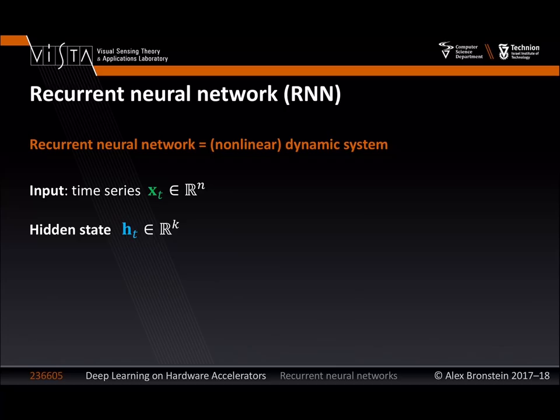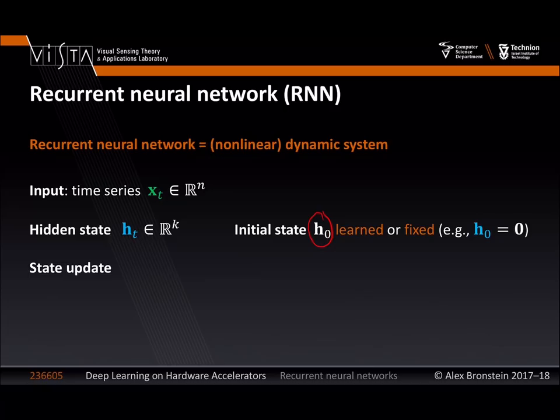And I will have some initial state. Of course, I need to initialize this system. So the initial state will be some h_0. It can be learned, it can be fixed. Probably in 90% of the cases, it is not learned, but just fixed to zero. And then I have a state update equation that will take the state from the previous step, take the input at the current step, and produce the state of the current step that will be used in the next step.